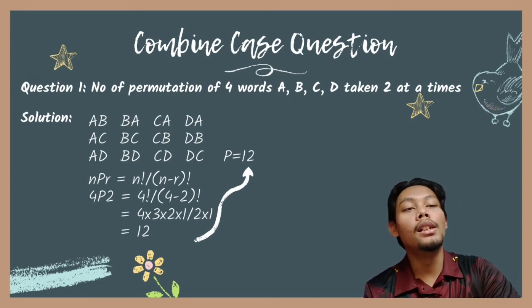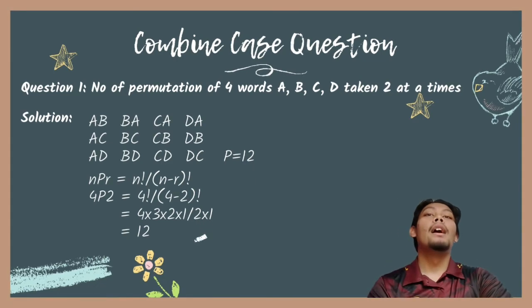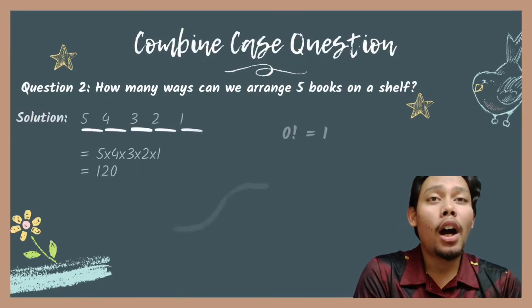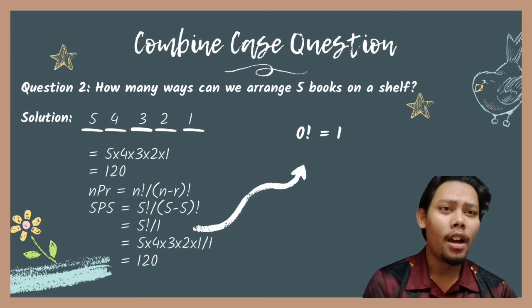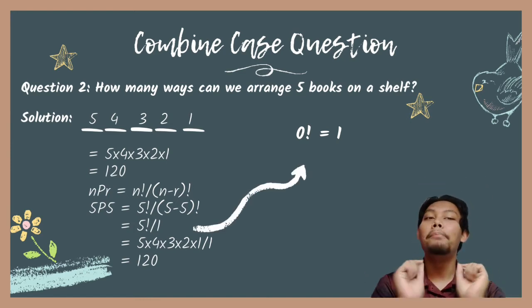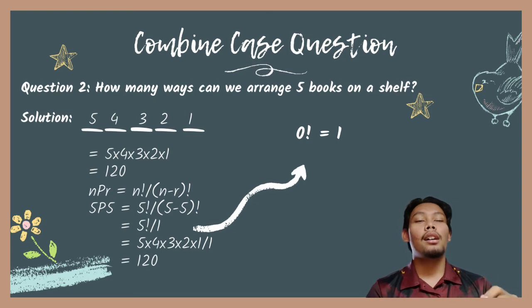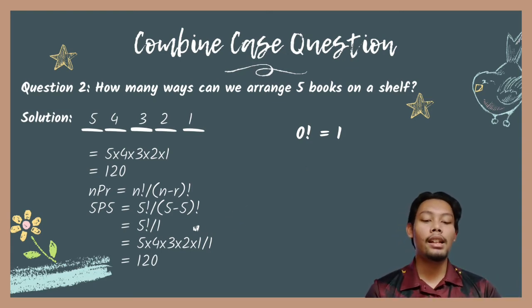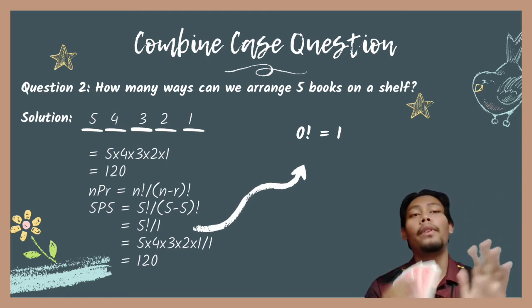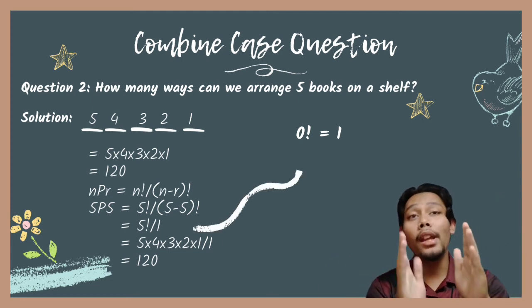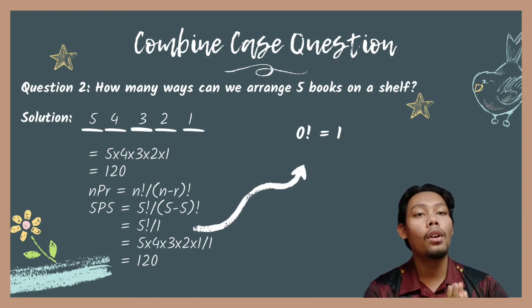So let's go to our next question. Question 2: how many ways can we arrange 5 books on a shelf? This question is a little bit tricky because it doesn't tell us how many books to take from 5. It just says how many ways we can arrange 5 books on a shelf.